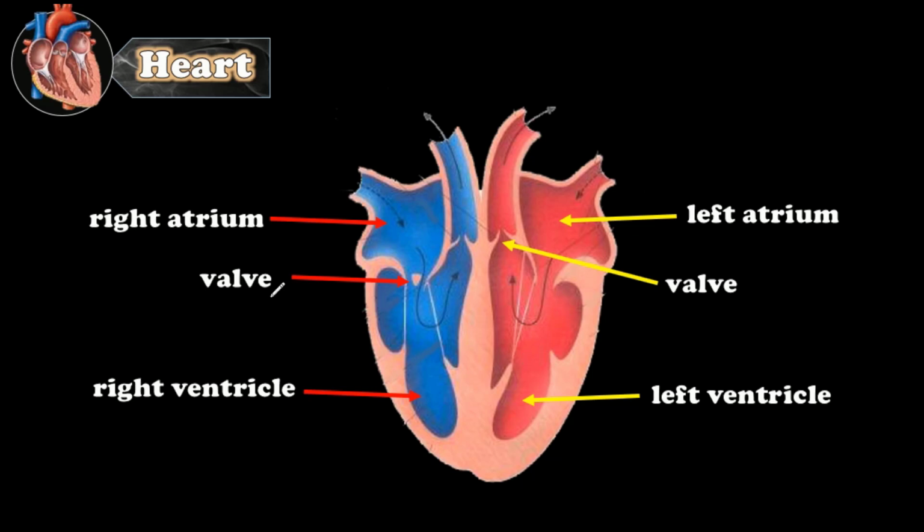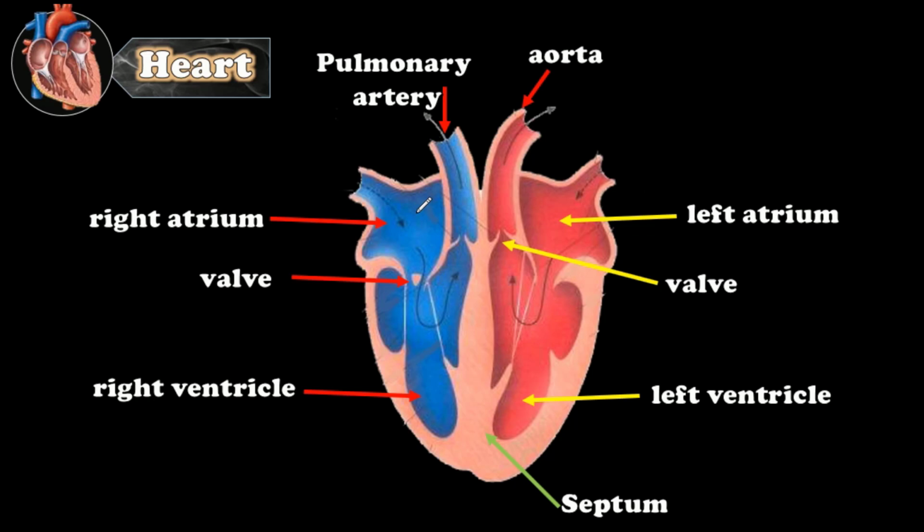So you need to know the names of these valves. This valve is the tricuspid valve. This valve here is the bicuspid valve. This is a semilunar valve, and this is also a semilunar valve. You need to know these names. And this is the septum. Then this is the pulmonary artery, this is the aorta, and here this is the pulmonary vein.